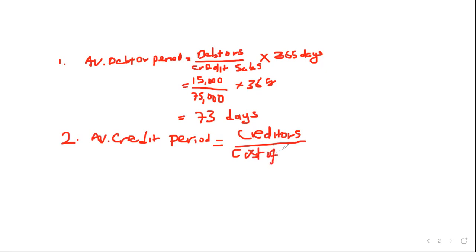So if we have purchases or credit purchases, we use credit purchases. If we don't have credit purchases, then we use the cost of sales. So we just have to watch out. But usually nowadays, the way questions or financial statements are prepared, we will not see the credit purchases. They'll just give you the cost of sales. So if you are given the cost of sales, you use it. And 365.